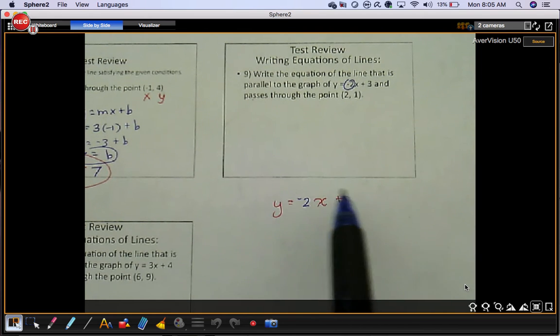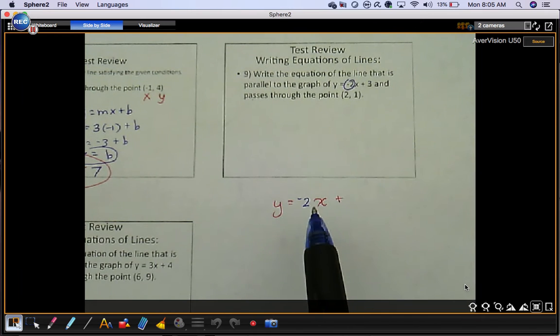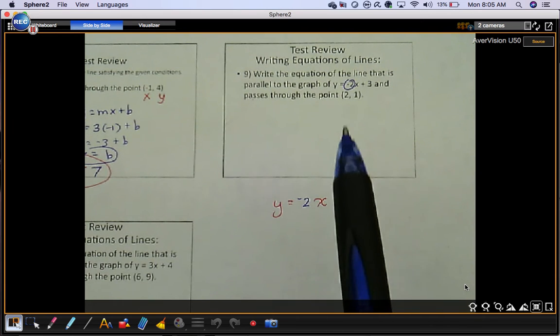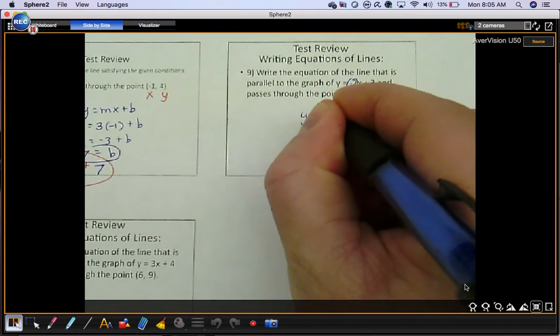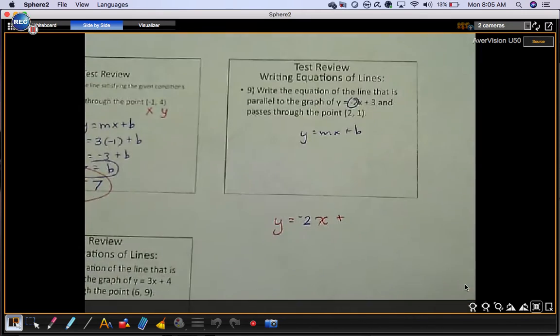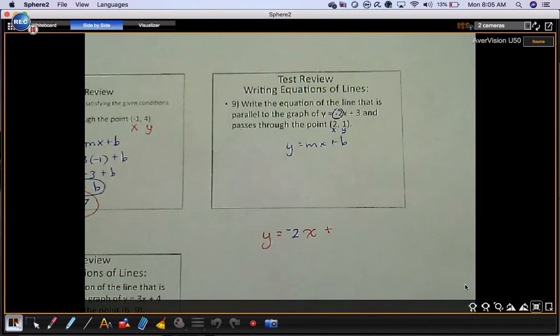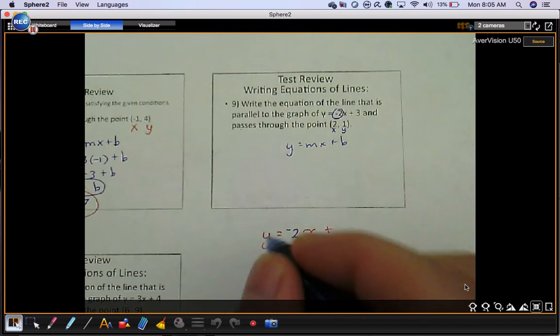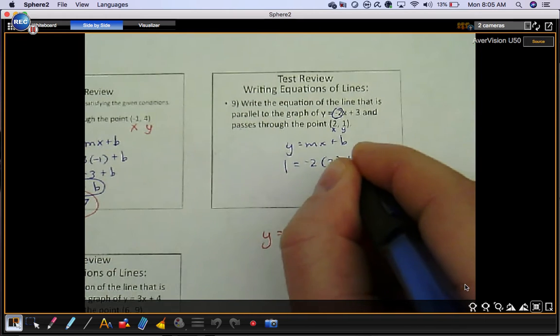Okay, now we need a y-intercept for this guy. This ordered pair lives on this line. Where is the y-intercept for that line? Write down y equals mx plus b, just like we did on the last one. We know that's an x and that's a y. We know that's the m. So plug all those things in. 1 equals negative 2 times 2 plus b.